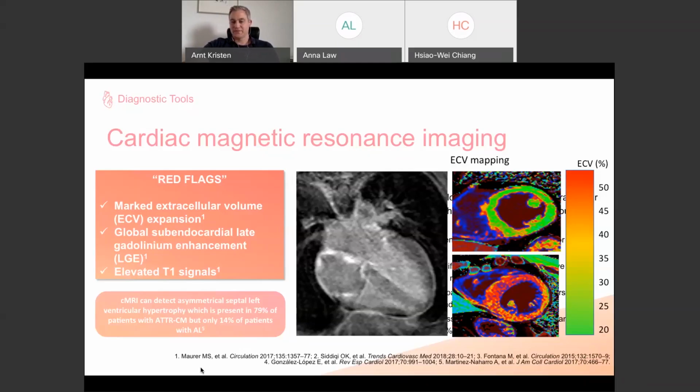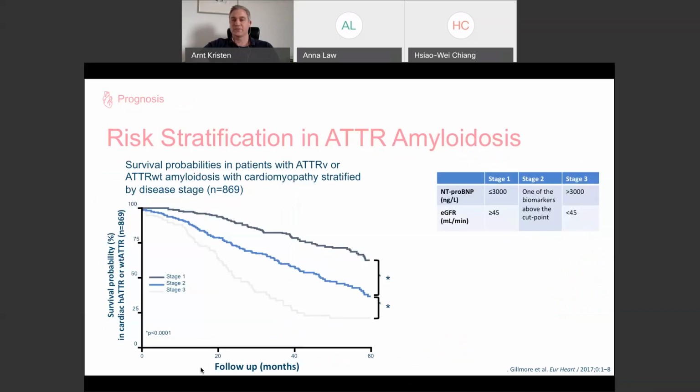And so in general, cardiac magnetic resonance imaging is a very helpful tool for differential diagnosis of patients with left ventricular hypertrophy in general. Moreover, the use of cardiac biomarkers is very important for risk stratification.